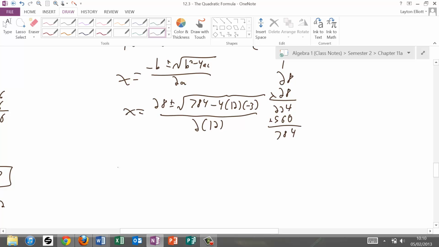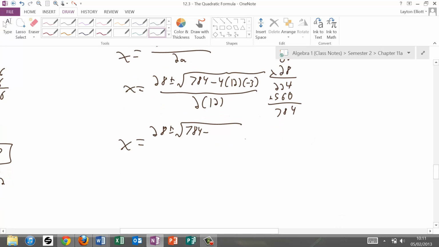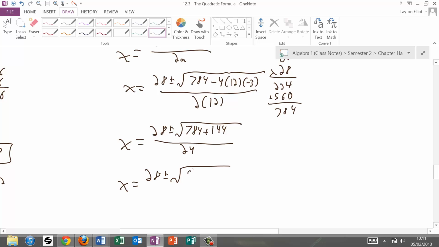Let's extend that out. x equals 28 plus or minus the square root of 784 minus 48 times 3, which is 96, 144. That's 12 times 12, so yes, plus 144. Oops. All over 24. x equals 28 plus or minus the square root of, this would be 928 over 24.